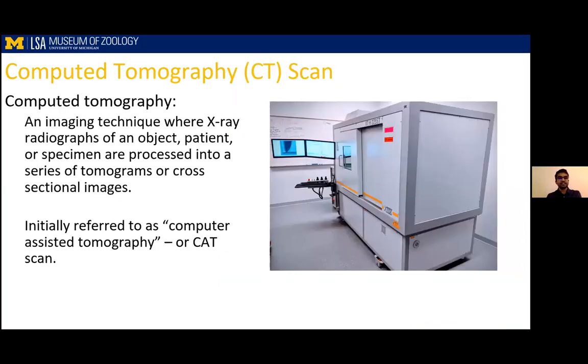But first, I want to talk about computed tomography, or CT scanning, and what exactly that is, because this is sort of the core concept of what I'm talking about today. Essentially, CT scanning is an imaging technique whereby a series of X-ray radiographs are taken of an object from a number of angles around it, and those radiographs are then processed into something called tomograms. Tomograms are another set of images which represent cross-sectional slices of the object that was scanned.